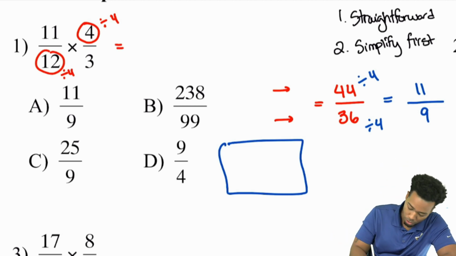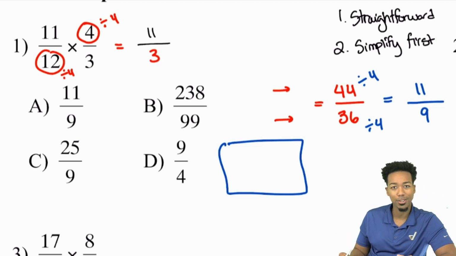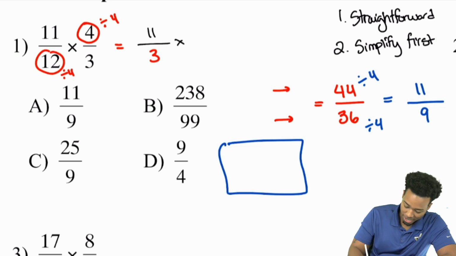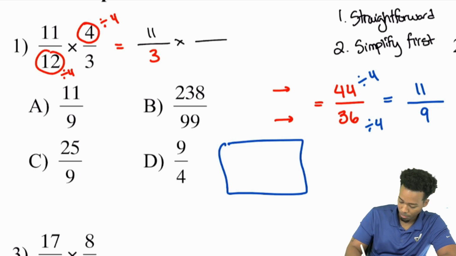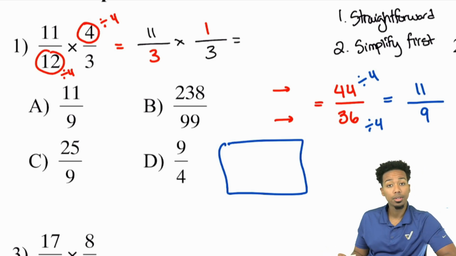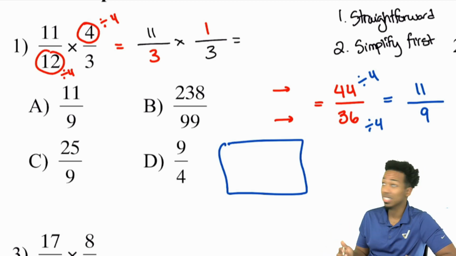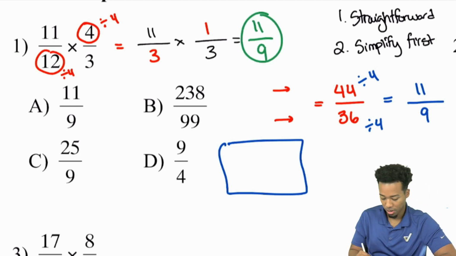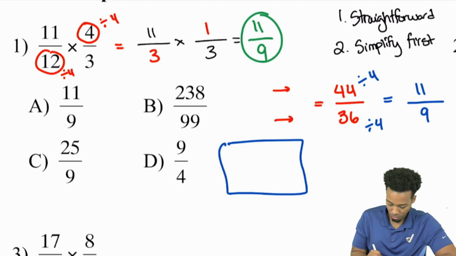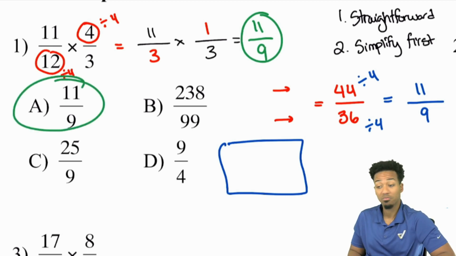And so this problem turns into 11 over 3, because 12 divided by 4 is 3, multiplied by 4 divided by 4 is 1, and then you still have that 3 from before. So let me put the 1 right there, whoopsies, and then we still have the 3 on bottom. And so there we go. We simplified first, nothing else that we can simplify, and then we do our work. 11 times 1 is going to be 11, 3 times 3 is 9, and we're good to go. And so there it is, 11 over 9, that's the answer, just like that.